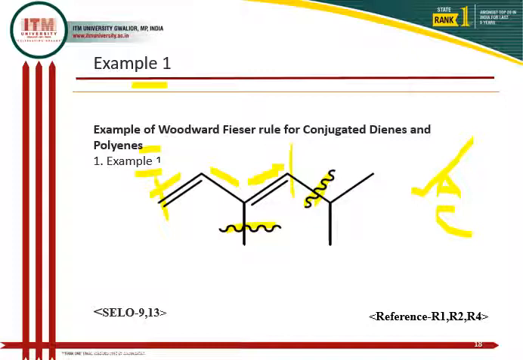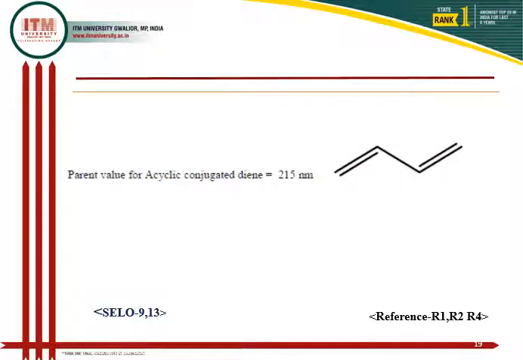So what's the base value of the acyclic diene? This is the acyclic diene parent compound. How much base value should be taken up? That is 215 nanometer. Yes, 215 nanometer is the base value. This we have seen in the structure. This compound is taken as the parent and its value is 215 nanometer.